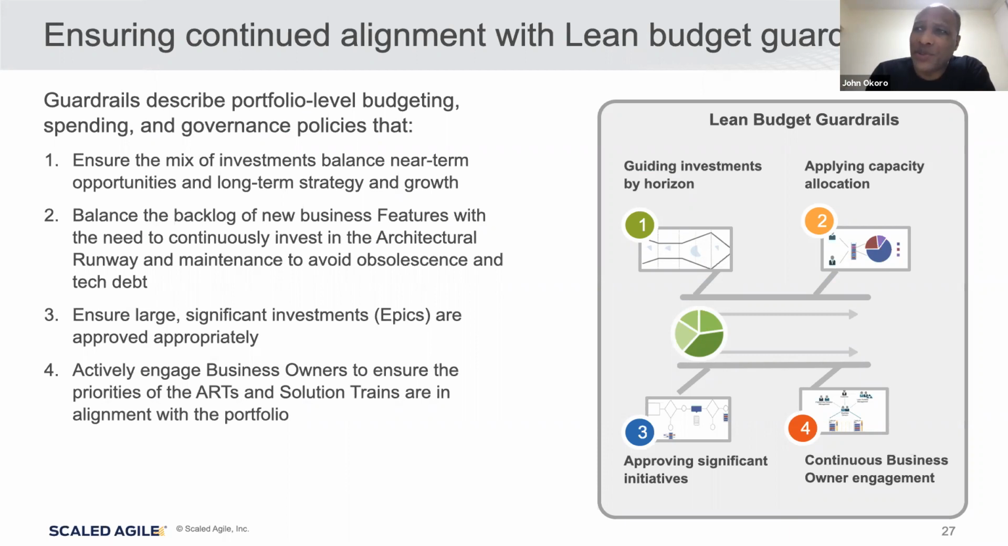If you think about continuous business owner engagement, for example, a lot of times, especially in my years in technology, you'll see that we start allocating budgets for projects. Maybe the PMO does that, but we don't get a lot of feedback from people who are actually facing the customer in the market as to whether it's valuable what we're doing, whether it's something they want, right? So continuous business owner engagement makes sure we're getting that perspective. These four dimensions help us to make sure we have good guardrails around our budget decisions. We'll talk more about these too.